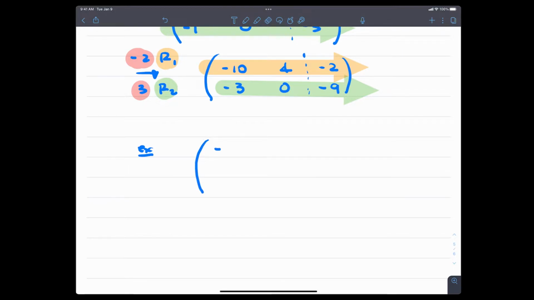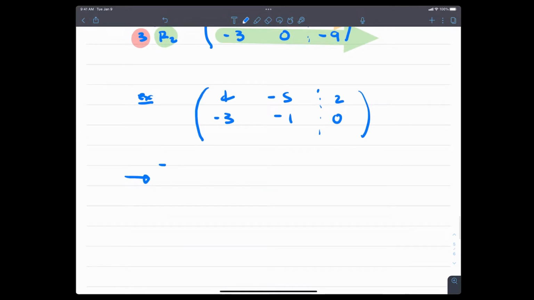I'm going to say here, we got 4. We got negative 5. And I got 2. And then I have negative 3, negative 1, and 0 again. So what I want you guys to do is this. I want you to multiply negative 1 to row 1, positive 2 to row 2. I want you to get a whole new matrix by multiplying your rows by those constants. Let's see what you get.